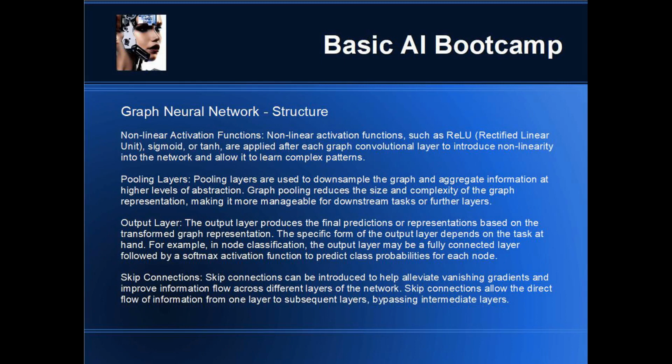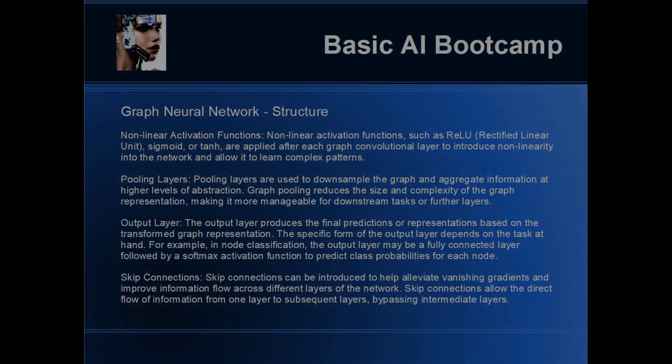Then we have structures we have covered before in other neural net sections, such as activation functions and pooling layers and output layers and optimization methods, so I won't rehash all that stuff.